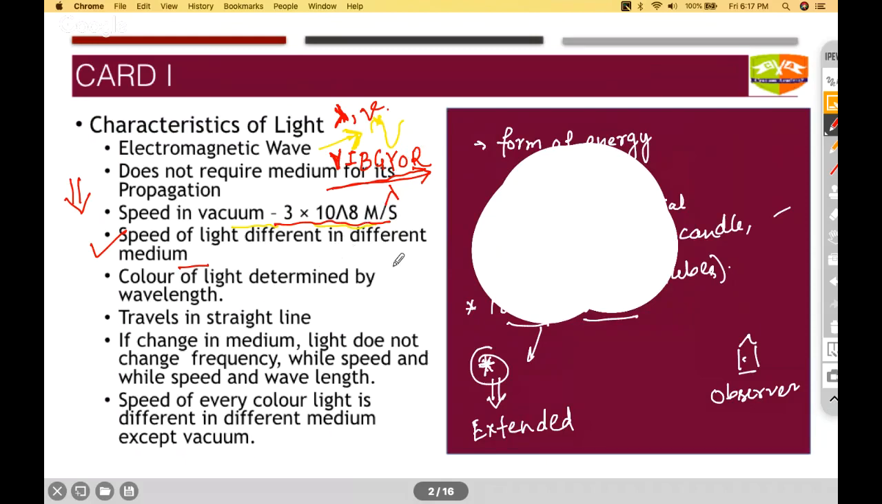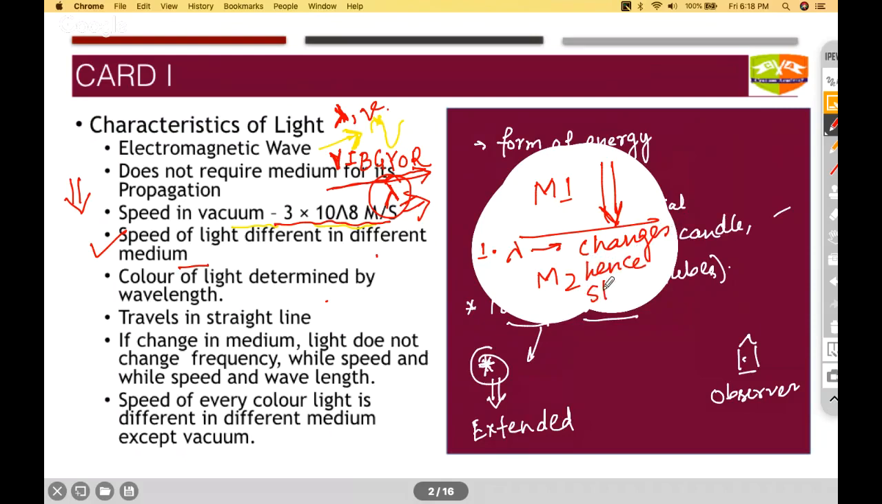But as soon as the light enters a different medium, suppose this is medium 1, and this is medium 2. Now a white light goes and penetrates the boundary like this. All 7 colors will observe a change in the wavelength. I'm writing 2-3 things which are very important, and you should also write it with me. First thing is that whenever light changes medium, the wavelength of different components of light, the wavelength of different colors of light will change. So wavelength lambda changes, hence speed of light changes.